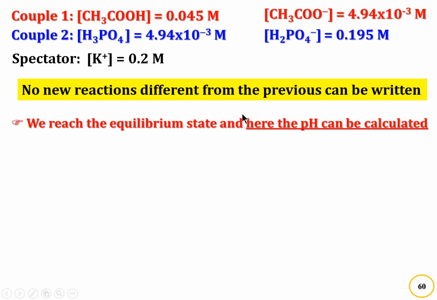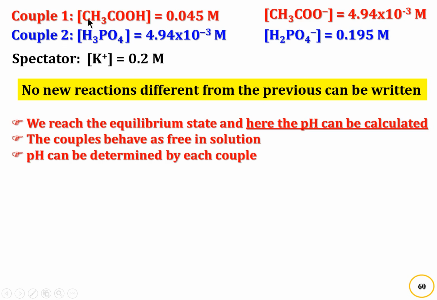So we reach the equilibrium state, and at this stage, since we don't have other reactions, we reach the reaction of control, and at this point we can calculate the pH. The two couples, couple 1 and couple 2, participate in the calculation of the pH, but they behave as free in this solution. So we can use couple 1 in order to calculate the pH, or we use couple 2.